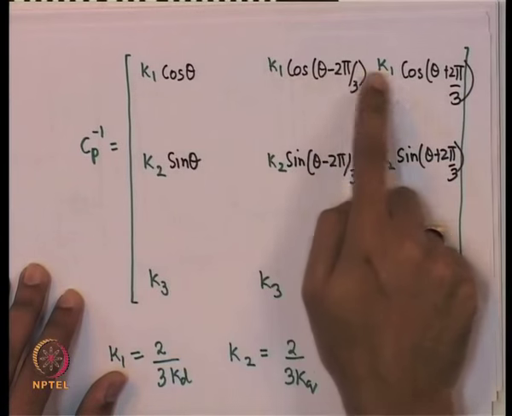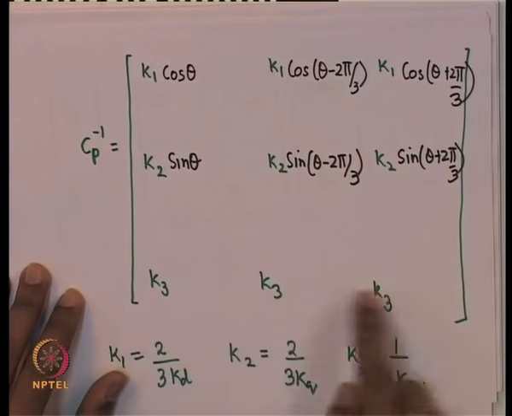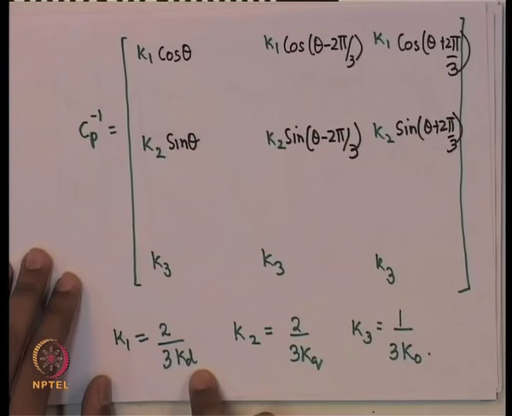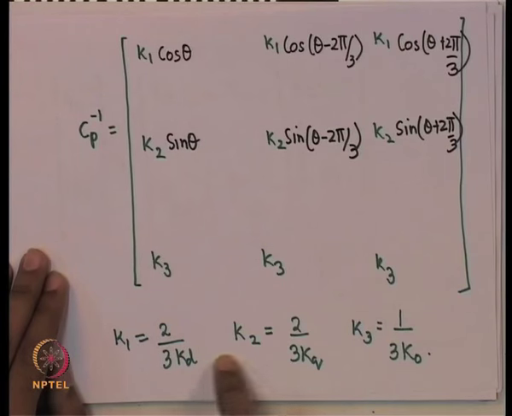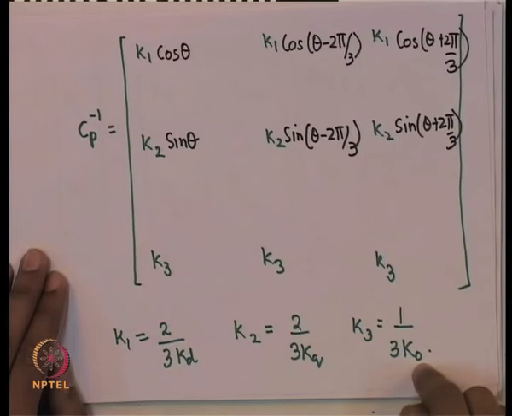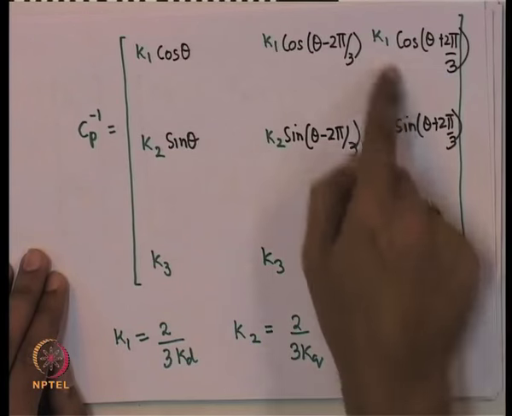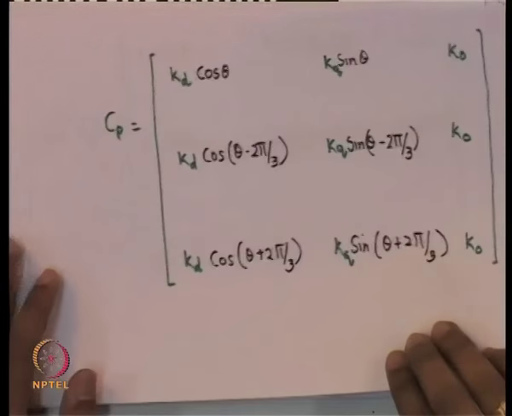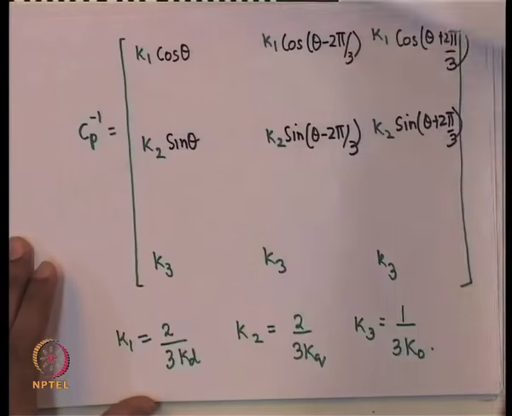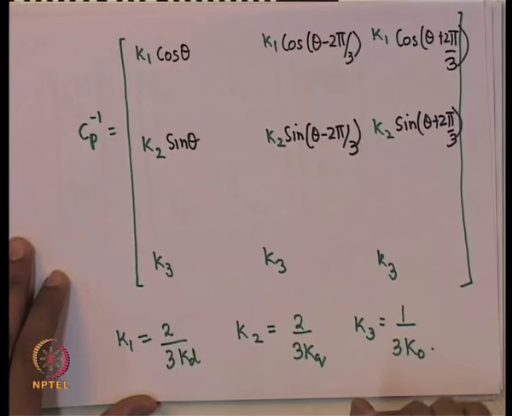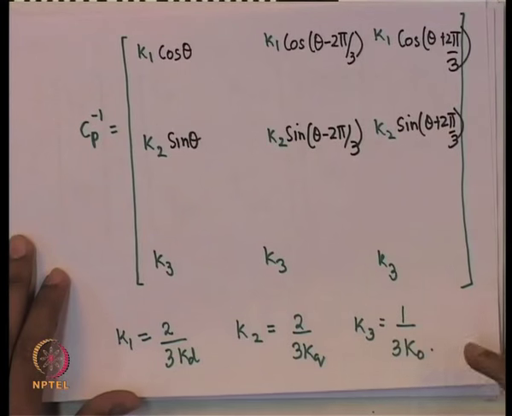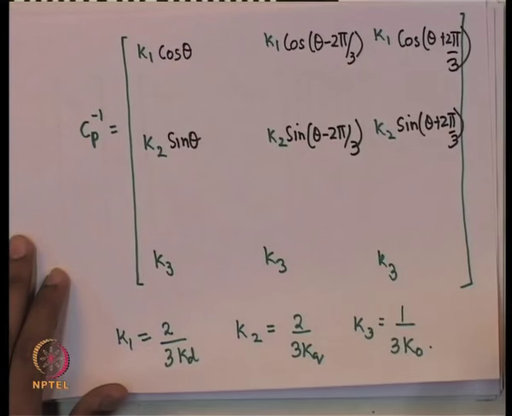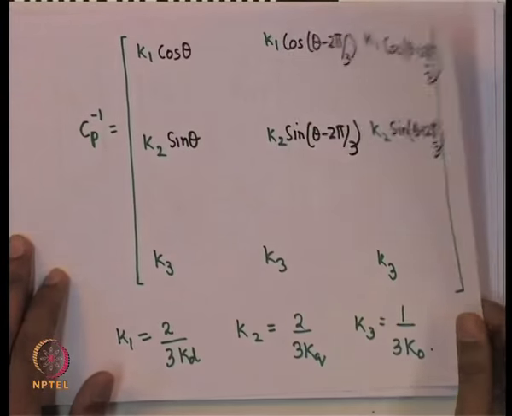These constants k 1, k 2 and k 3 are related to k d by this relationship. k 1 is equal to 2 by 3 times k d, k 2 is equal to 2 by 3 times k q, and k 3 is equal to 1 upon 3 times k 0. So, this is basically the inverse. You can verify this at leisure by multiplying C p with C p inverse and verifying that it does turn out to be an identity matrix, which will verify that C p inverse is indeed the inverse as I have written it down here.